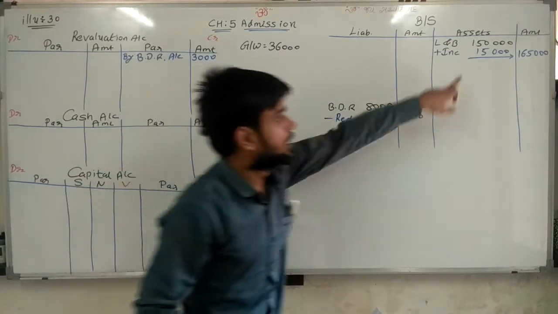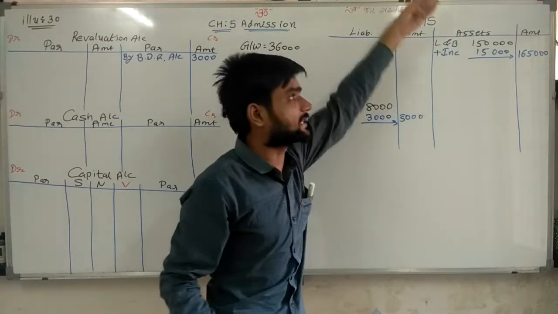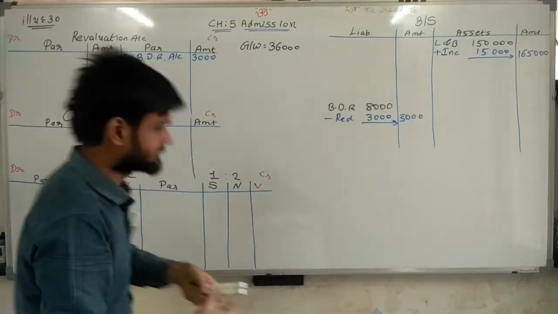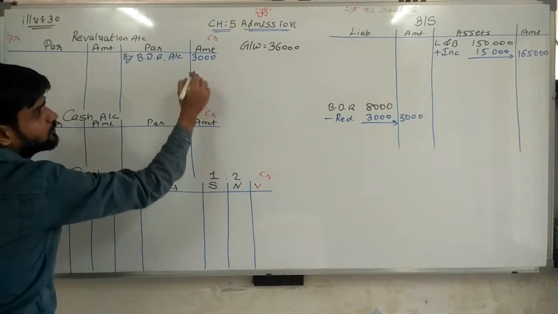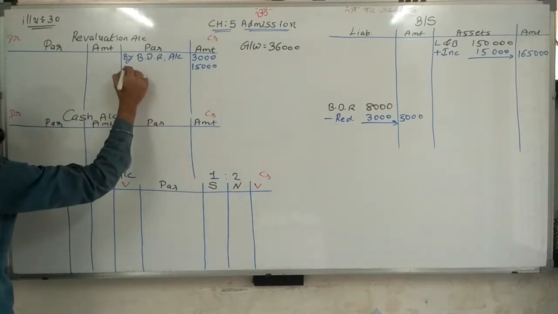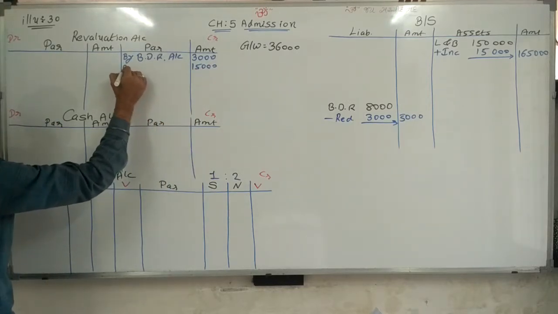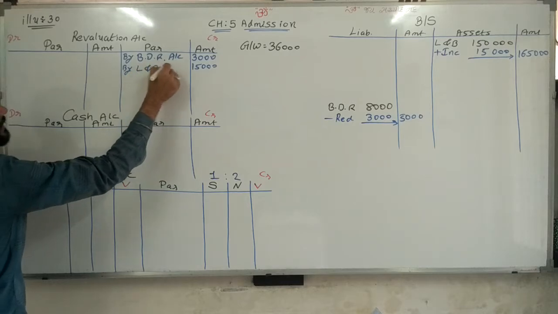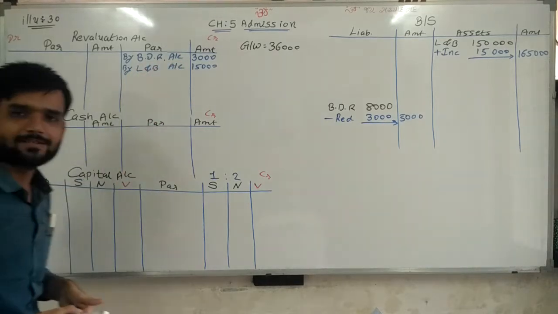Now think, happy or sad? Simple. Happy, asset value increase means happy. Happy means credited to revaluation account. So 15,000 by land and building account. That's it.